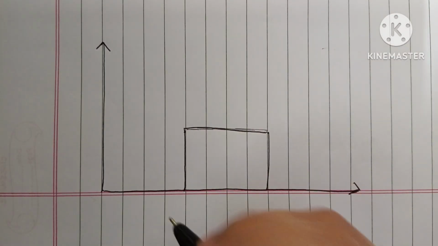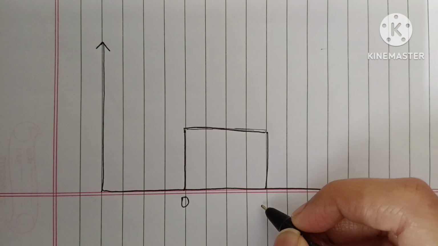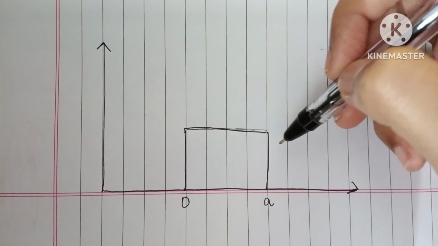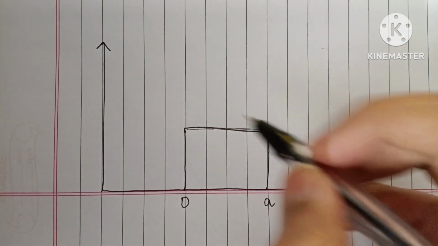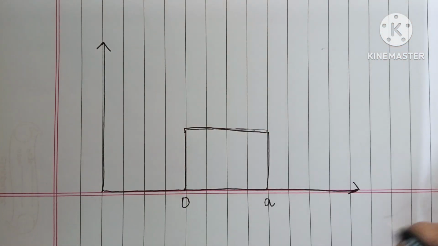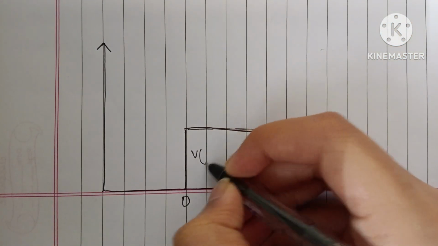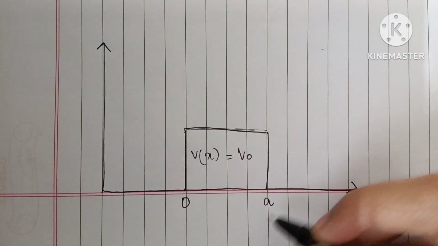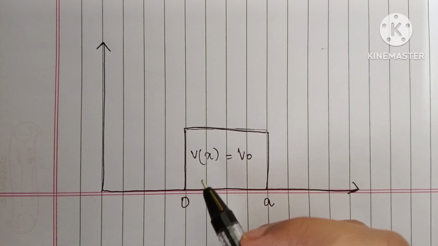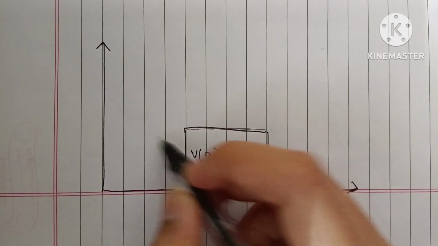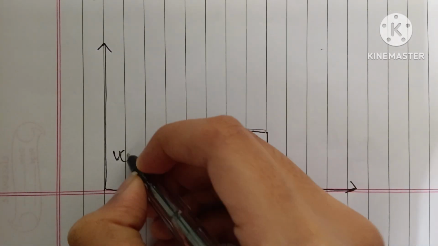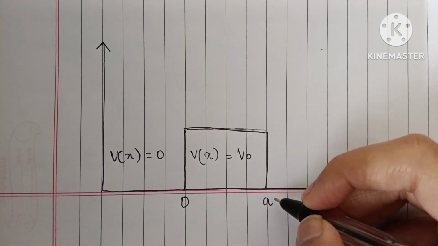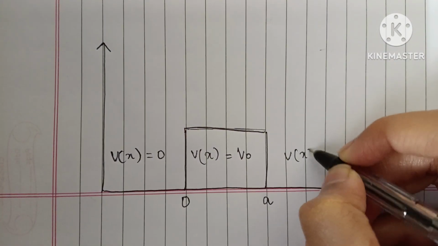Let this point be 0 and let this point be A. Now we are considering a singular finite energy barrier. We can refer to this as V0. Now V of x equals V0 when x is between 0 and A, and when x is less than 0, V of x will be equal to 0, and when x is greater than A, V of x will also be equal to 0.